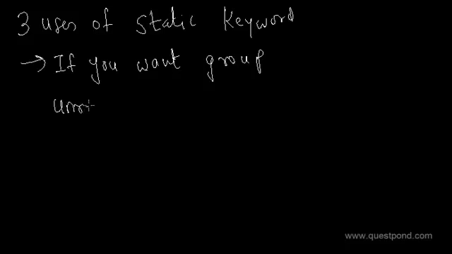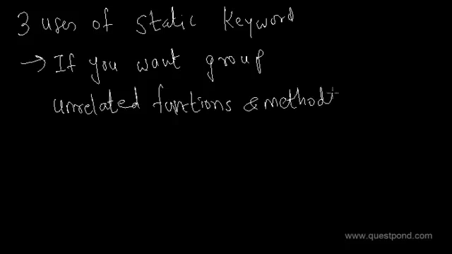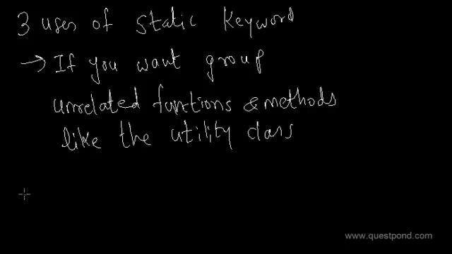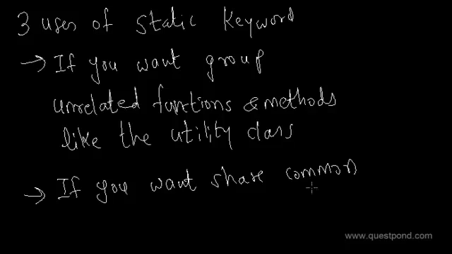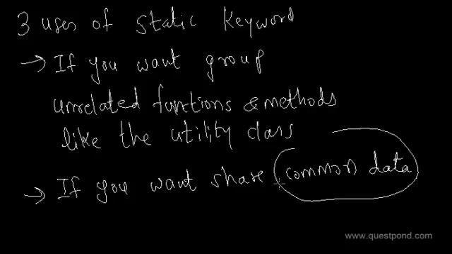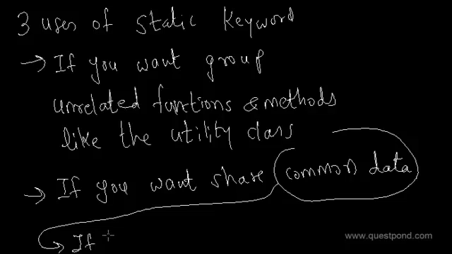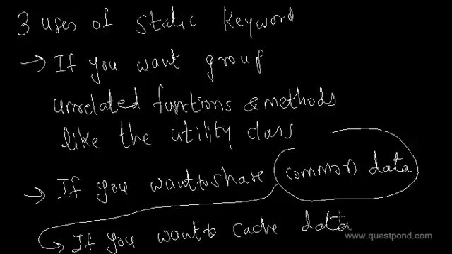So now let's summarize what exactly we have learned in this 30 minutes video. Summarizing, there are three important uses of the static keyword. First one is it helps you to group unrelated functions and methods together, for example, like a utility class. Second, because only one instance of the static variable is created in memory, if you want to share common data across class libraries, or across forms, static objects are very useful. A third one is, if you want to cache data.